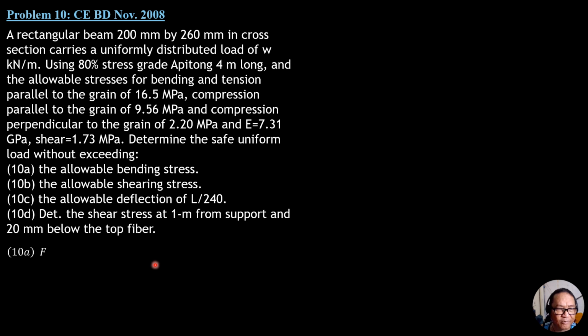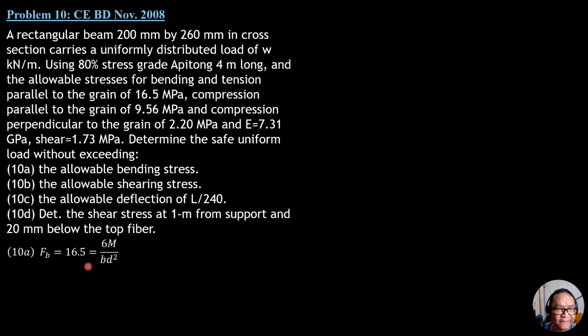So Fb equals 16.5 megapascals, and this is 6M over BD square. It is also 6M over BD square for rectangular sections, but if not, then you just apply My over I or Mc over I, where c is half of the depth, and moment of inertia, of course, is BD cube over 12, and you can derive that. So moment again is WL square over 8, where L is 4.